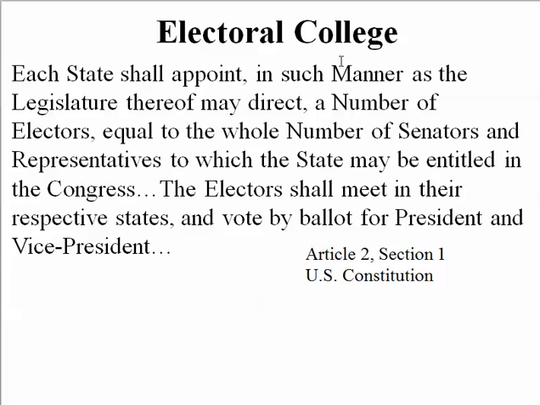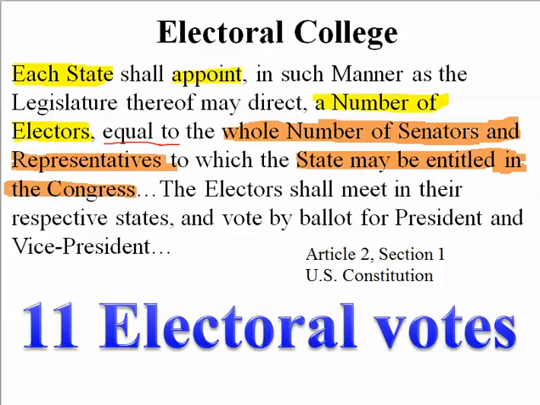And let's try to pinpoint some keywords in here and see what this means as we read. It says each state can appoint a number of electors equal to the whole number of senators and representatives that that particular state has and is entitled to in the United States Congress.